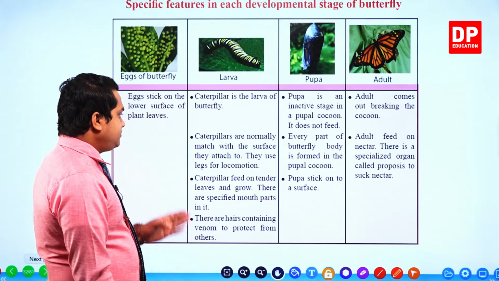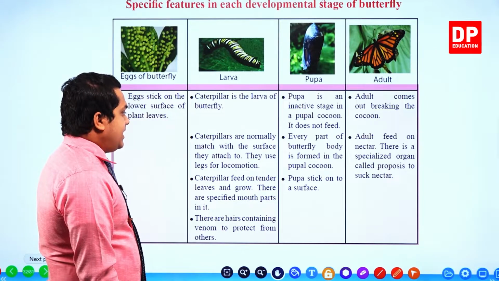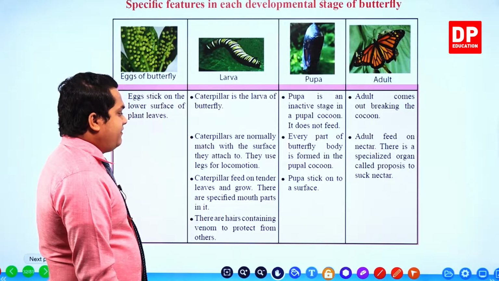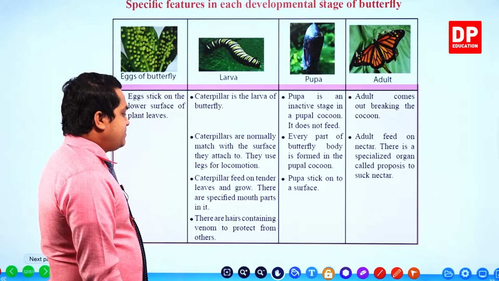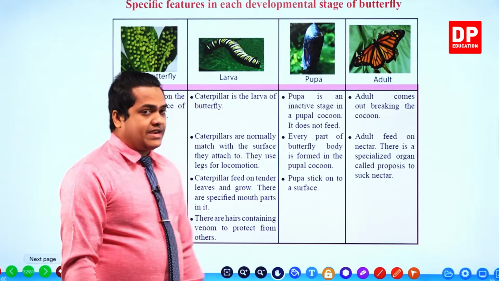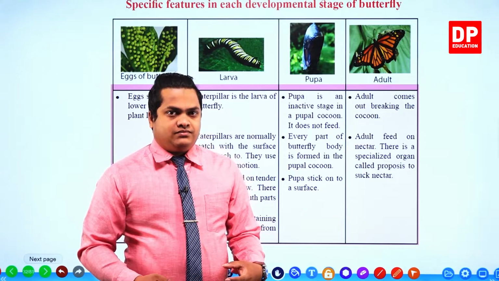Then caterpillars are normally matched with the surface they attach to. They use legs for locomotion. Caterpillars feed on tender leaves and grow. There are specialized mouth parts in it. So caterpillars feed on tender leaves. So like I said, they're going to feed on tender leaves. Okay.